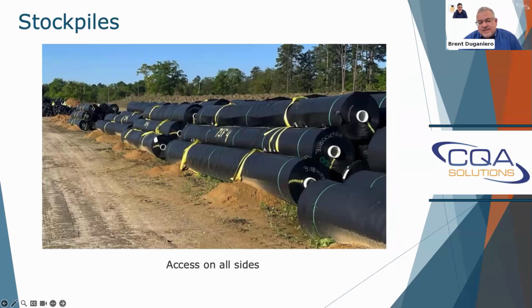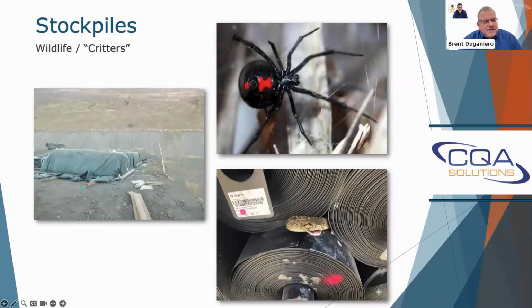I mentioned access on all sides of your rolls. So in this photo here, you can see that they've got it chocked. They use some soil to prevent the rolls from slipping and sliding. But they did not allow enough space for QA/QC to get in between the stockpiles to access the roll numbers. So you want to be able to get in and get out safely.